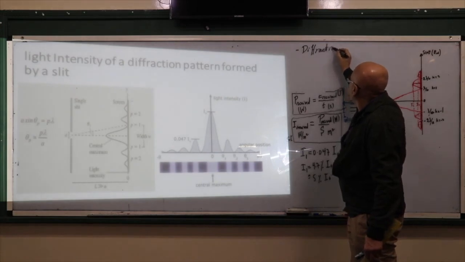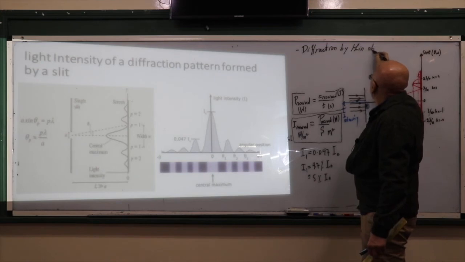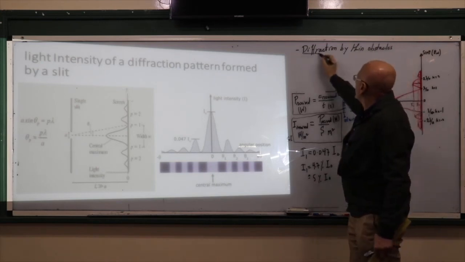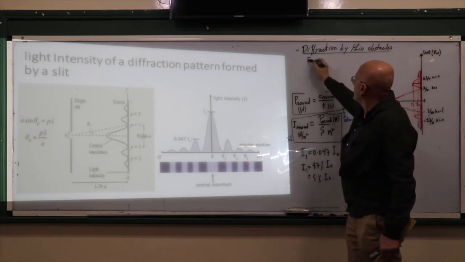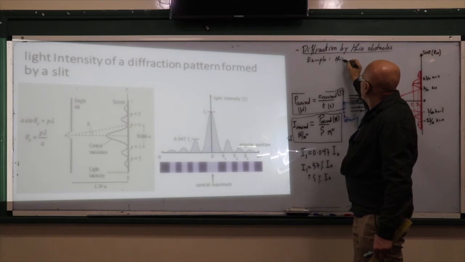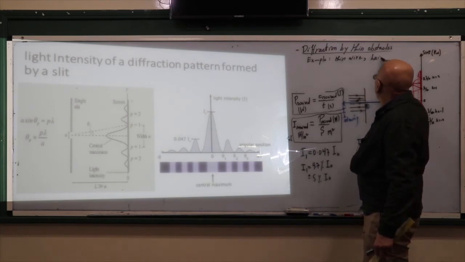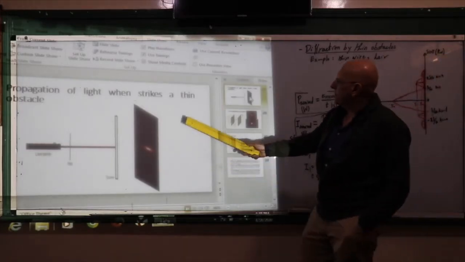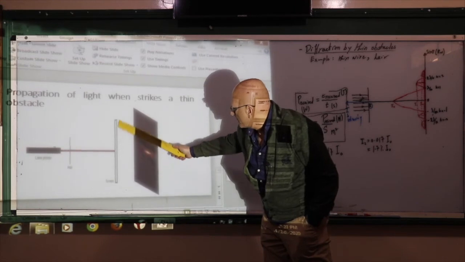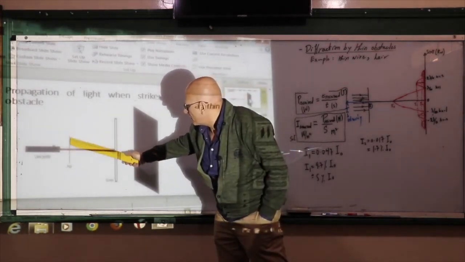So, diffraction by thin obstacles. Thin obstacles, for example, a thin wire or hair. Okay, look at the diffraction by a thin obstacle, a hair, or look at the diffraction by the hair.